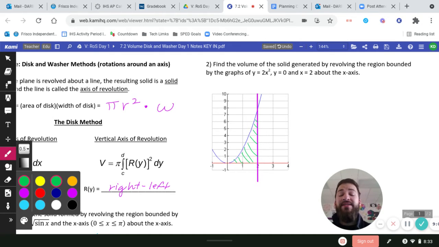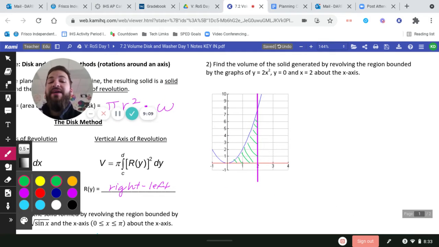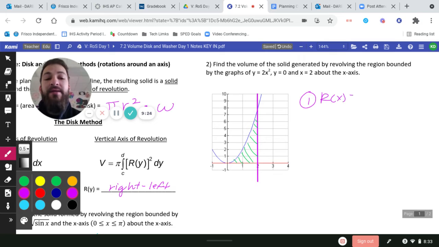So still revolving about the x-axis, so still a horizontal axis of revolution, which means everything's going to be in terms of x with y equals equations. So first and foremost, we want to find our r equation. So step 1, r of x is equal to top minus bottom. So the top equation is 2x squared. The bottom equation is 0. So 2x squared minus 0, which just means r of x is equal to 2x squared.